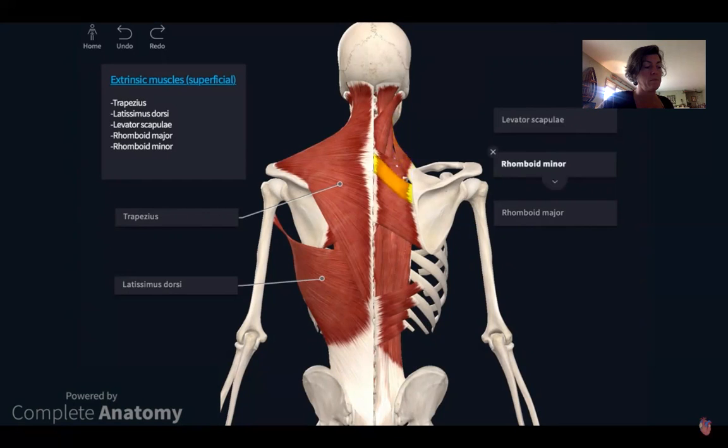Rhomboid minor is attached to the lower portion of the ligamentum nuchae and the spinous processes of C7 and T1.